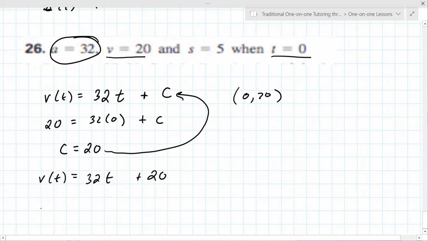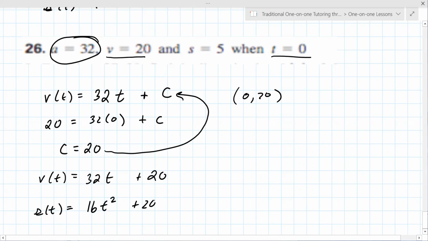Okay, so now you want to find position. And you have to say, well, what do I take the derivative of to get 32T? What do I take the derivative of to get 20? This is just the hardest part, because it's going backwards. You know how to go forwards, you don't know how to go backwards. 16, is that, yeah, 16T squared plus 20T.